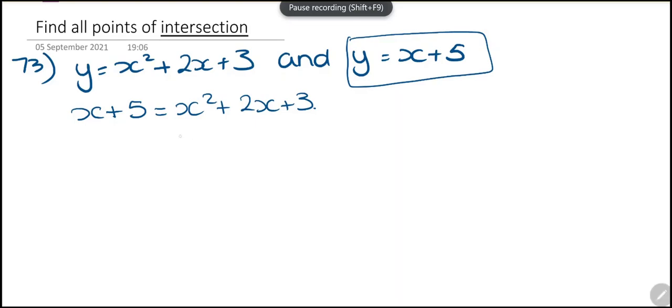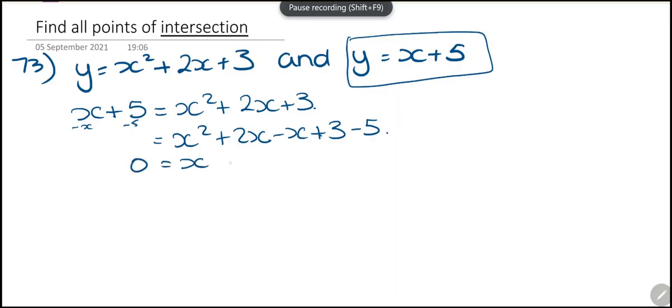So we're going to have x squared plus 2x, and we're going to minus x from here, so we'll have minus x. And then we've got plus 3, and I'm going to minus 5 from both sides. So this will leave us with x squared, and we will have plus x minus 2.